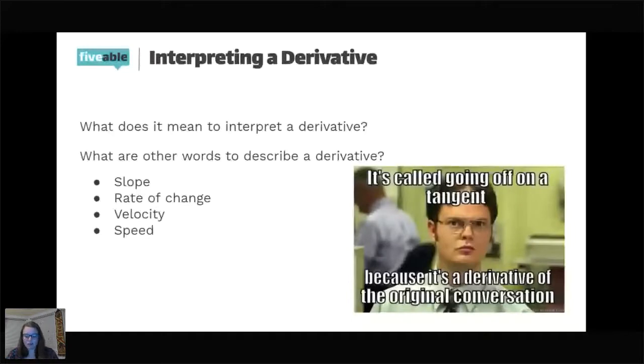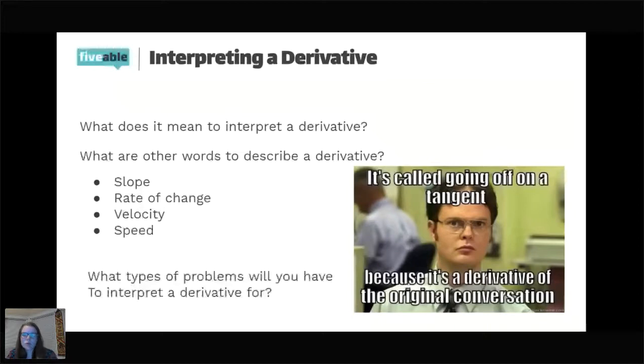Lastly, just again to review, we've gone over this a little bit, but what types of problems will you have to interpret a derivative for? It's mostly going to be free response questions. Sometimes you'll be asked to interpret the meaning, or other times it'll just be helpful to know what it means in order to work through the problem, because the better you understand what you're looking for, the better you'll be able to work through the problem. And that's, again, velocity or speed. When you're looking for velocity or speed, it's important to know what do I have? How do I get to velocity from what I have?